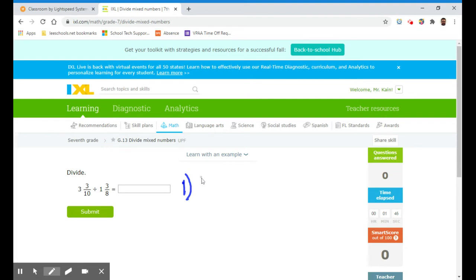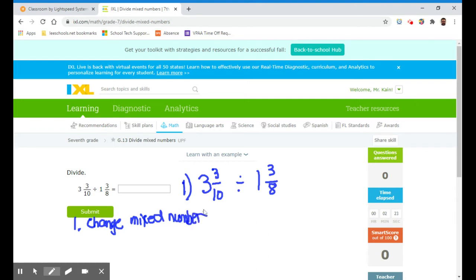We are going to copy the problem down: 3 3/10 divided by 1 3/8. Okay, so here are the steps. You did this, or will do this, in your class when you take Cornell notes, but I'm going to show you the steps. Step number one is to change the mixed number. We're going to change it to an improper fraction, okay?